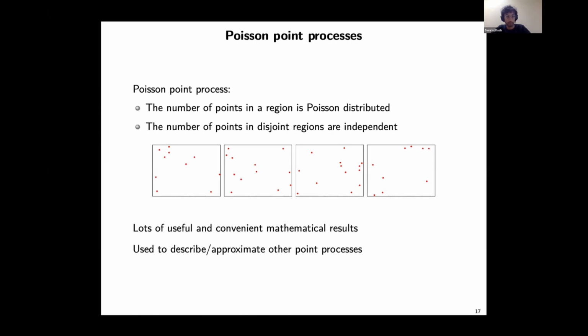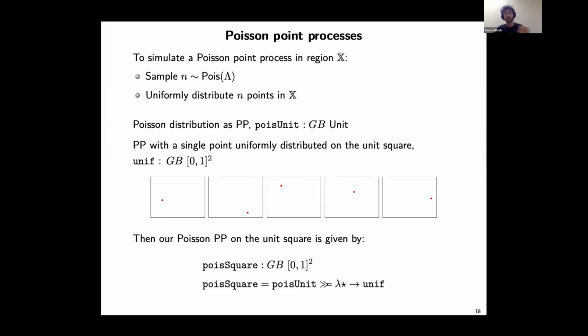Poisson point processes are quite useful. They have really nice mathematical results, and other point processes can be approximated using them. So it's quite nice to be able to use our monad to simulate or to describe Poisson point processes. And this is done in the following way.